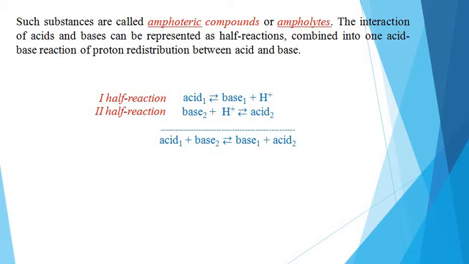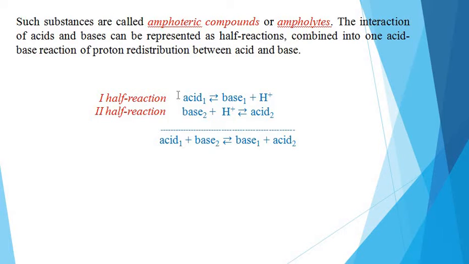Such substances are called amphoteric compounds or ampholytes. The interaction of acids and bases can be represented as half reactions combined into one acid-base reaction of proton redistribution between acids and bases. It shows in two half reactions.